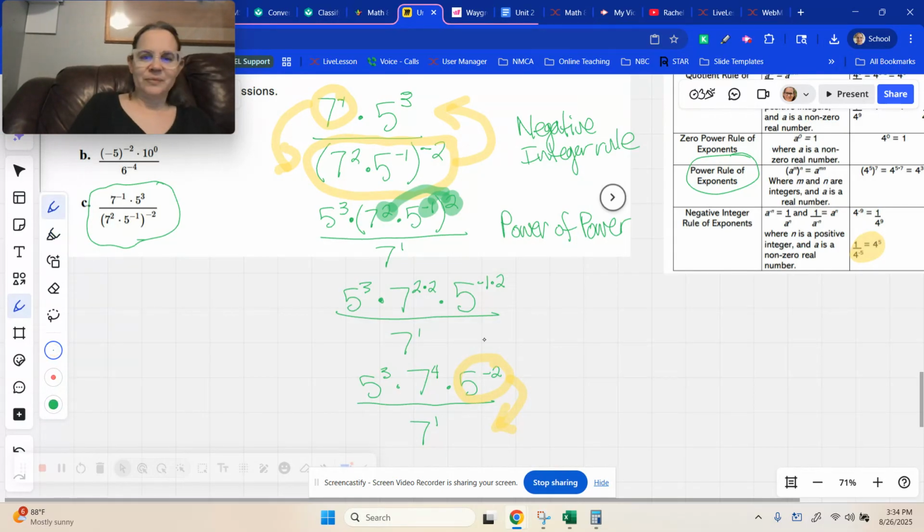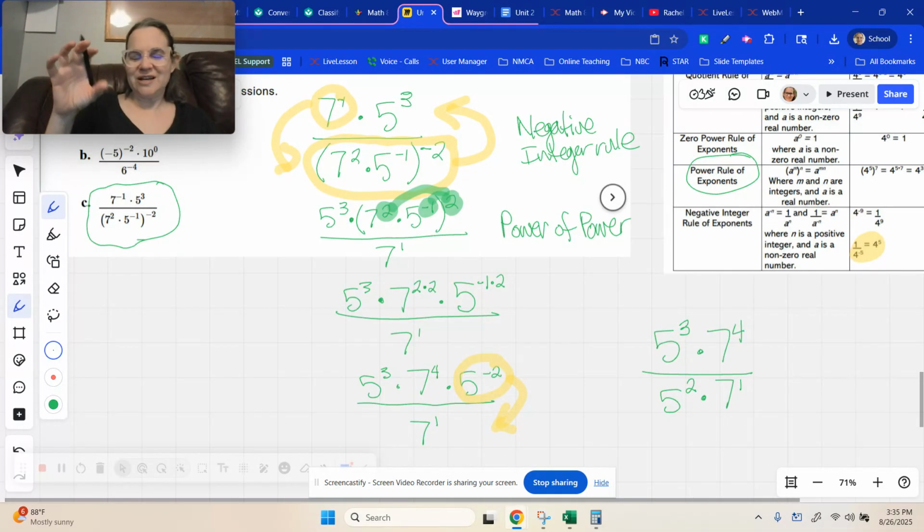All right, so now our fraction becomes, if that guy moves down there, 5 to the third times 7 to the fourth over 5 to the second power times 7 to the first power. See how I actually wrote the thing I moved down? I moved it down and I actually wrote it first. That's because of the next rule I'm going to use. So I did that for a reason. This was the negative integer exponent rule.